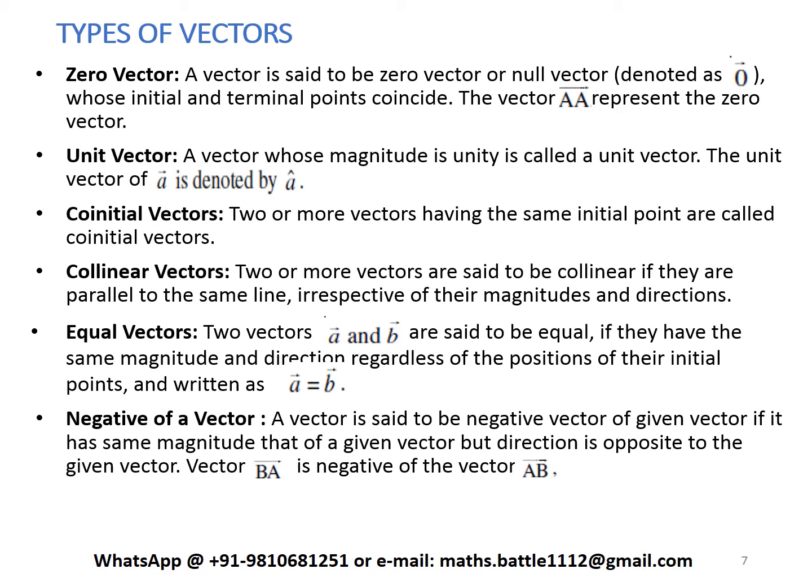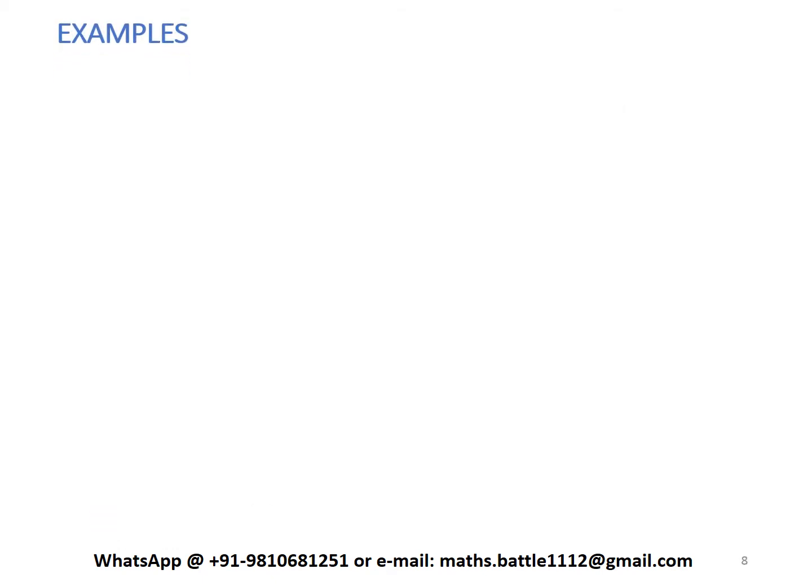Negative of a vector. A vector is said to be the negative vector of a given vector if it has the same magnitude as the given vector but its direction is opposite to the given vector. Vector BA is the negative vector of AB and written as vector BA equal to minus vector AB.